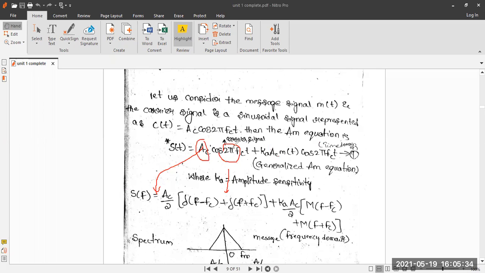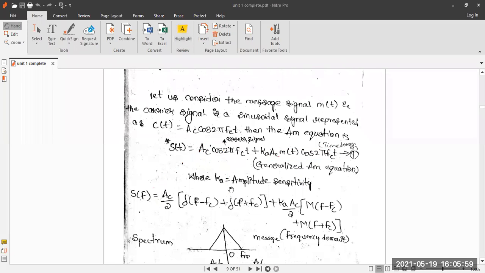So that is the Fourier transform of cos 2 pi fc t. We already did the multiplication of message and carrier signal, which is the modulation property. We derived the equation for the Fourier transform of this: M of f minus fc, M of f plus fc.